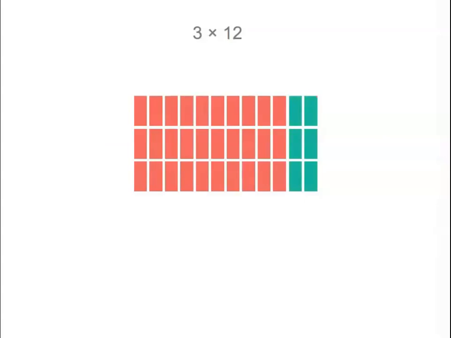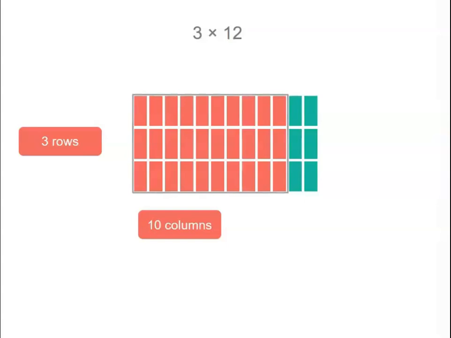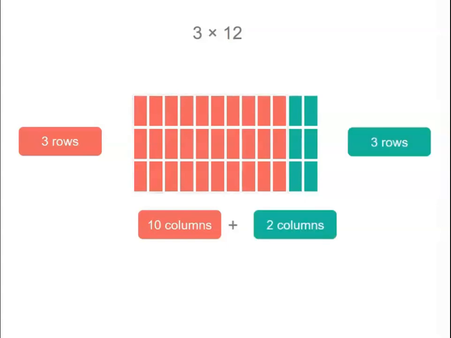Now we can also think of that as 3 rows of 10 columns as well as 3 rows of 2 columns. So I've just split it into 2 parts, but I haven't changed the total. Now what we can do now is multiply 3 by 10 and 3 by 2. So we get 30 plus 6 equals 36.